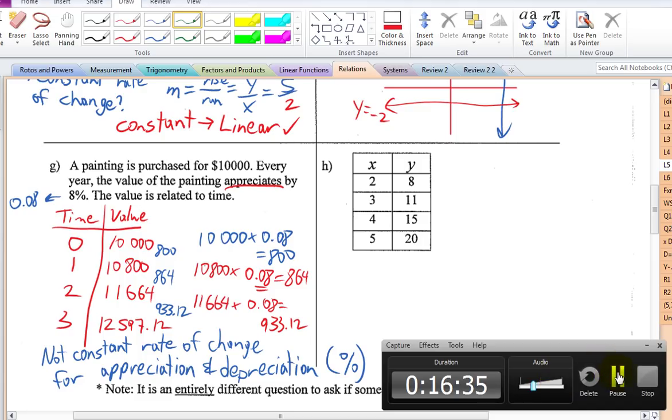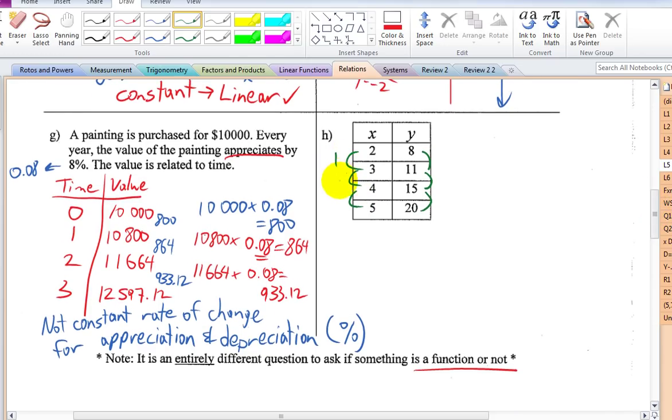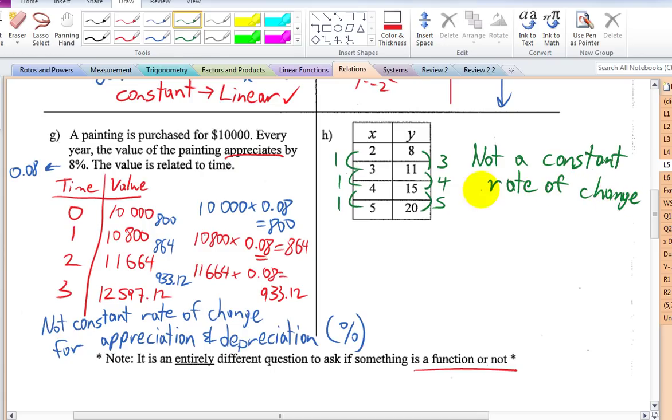Hey, find your rate of change. Tell me if it's linear. Going up by ones each time for the x's. What about the y's? Going up by 3, 4, 5. Whoa! Your rate of change is changing. So it's not a constant rate of change. Okay. Therefore, it is not linear.